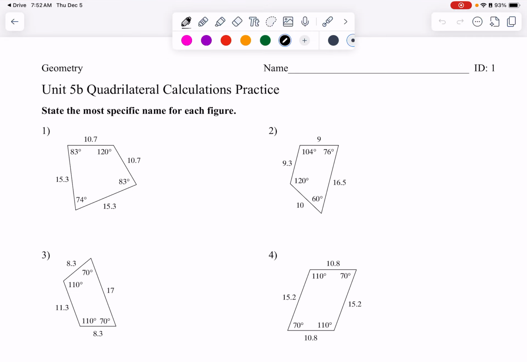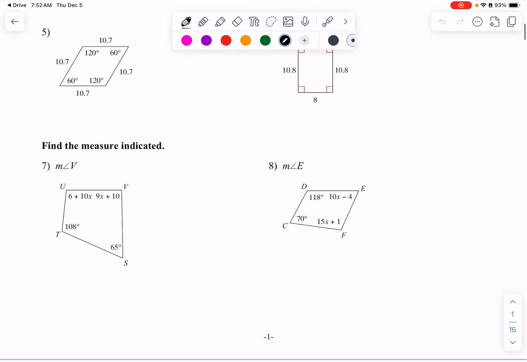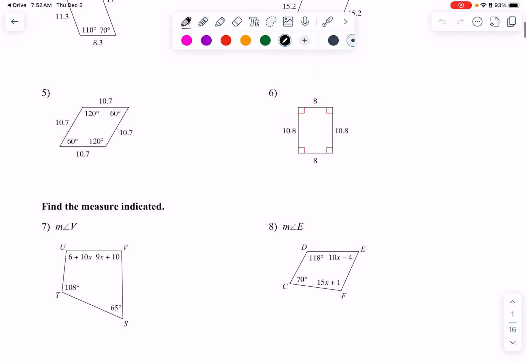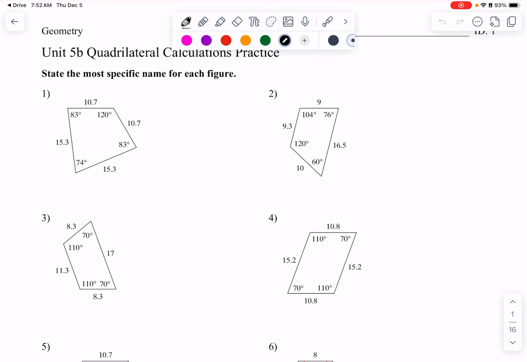Hello and welcome to a little bit of paper practice with quadrilateral calculations. So we're seeing a lot of measurements on these quadrilaterals and we're going to have to sort our way through them. So let's start with these first ones. These first ones are just name the shape.